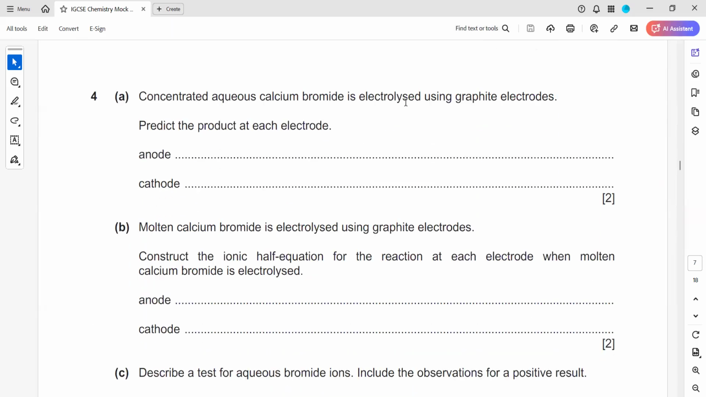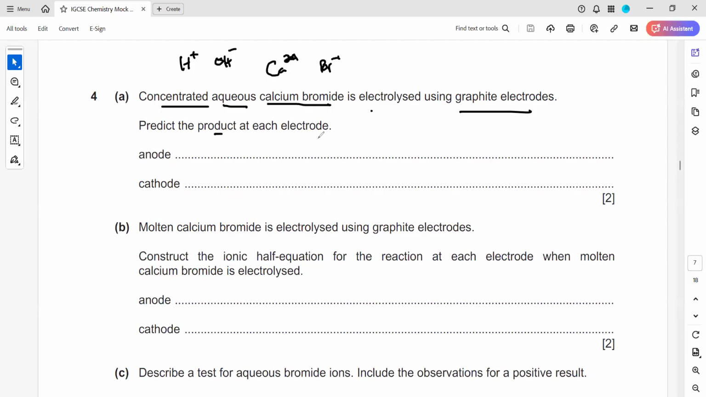It's easy. Concentrated aqueous calcium bromide. So it contains a calcium ion, it contains a bromide ion, and it is aqueous. And we use graphite. Graphite is an inert electrode, unreactive. Why did you deduct my marks? I got graphite as an inert. No, but sometimes they ask to name an inert metal electrode. In that case you have to write platinum.